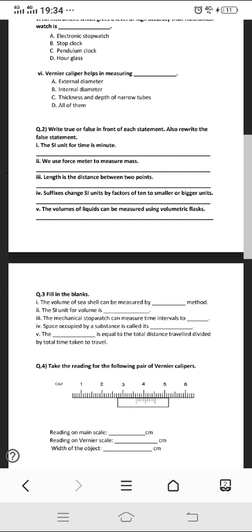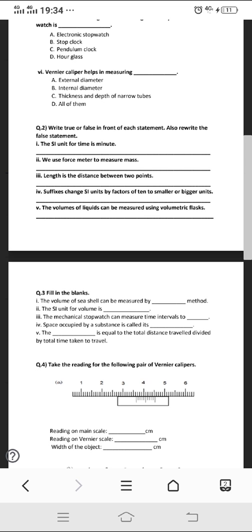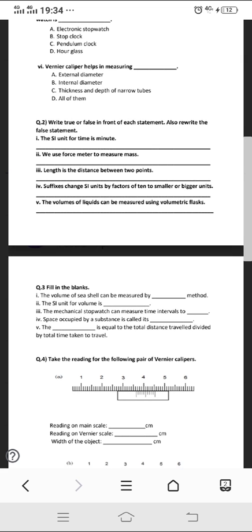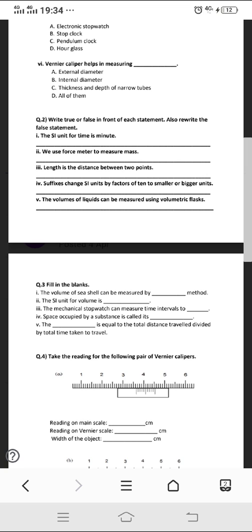We use a force meter to measure mass. I've already discussed this in the MCQ section, so please go back, revise, and then write down the answer. So the answer, of course, is false, because mass can be measured either by using an electronic balance or by using a beam balance. Length is a distance between 2 points, and that's of course right, because it is a distance between any 2 points, right?